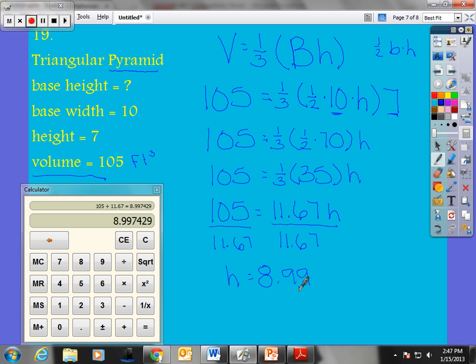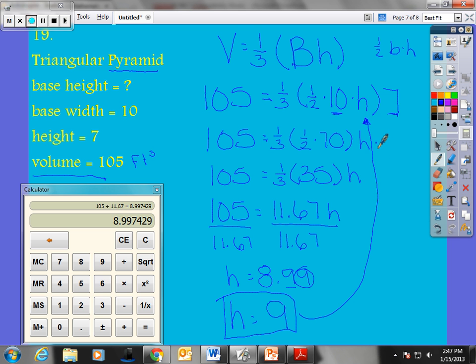Well, if I round this to the nearest tenth, this rounds up to 10, that rounds up to 10, so that means really h is equal to 9. Now, there is my answer. The way to check this is to substitute it all the way back up here.